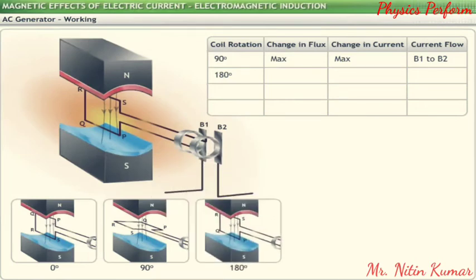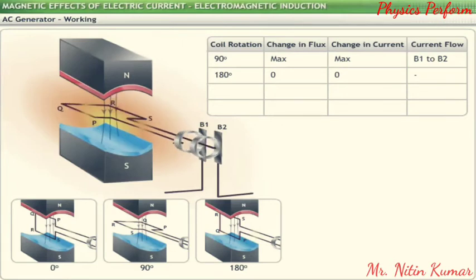On rotating further by 90 degrees, the coil becomes vertical again. But now, PQ is at the bottom and RS is at the top. The change in flux with respect to the initial position is zero. Hence, the current falls from its maximum in the same direction and becomes zero.